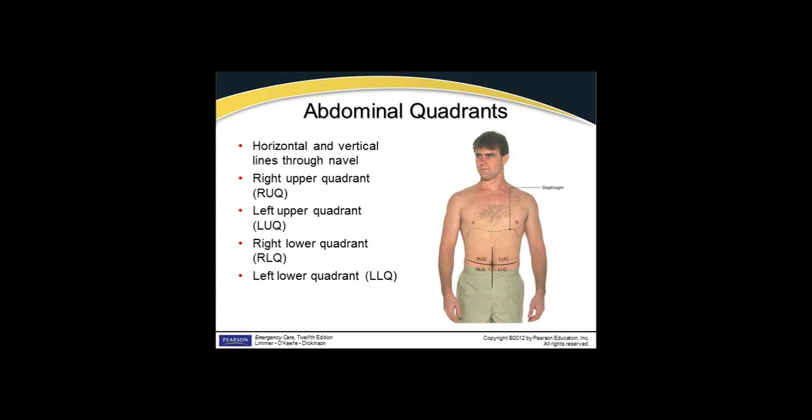You divide it up and down through the belly button. You get right and left. Of course, it's the patient's left and right. And if you draw a horizontal line through the navel, you get the upper and lower. So we have left upper, left lower, right lower. And that's a pretty standardized abbreviation that you see there for those. So we'll cover the content of that here shortly.